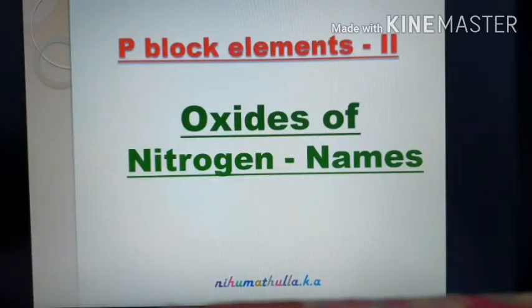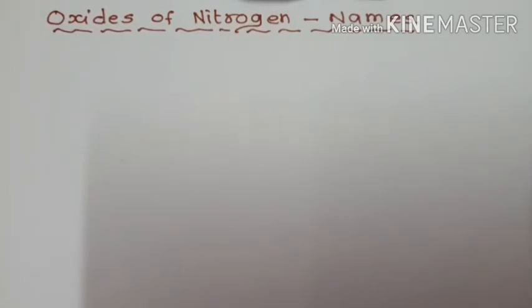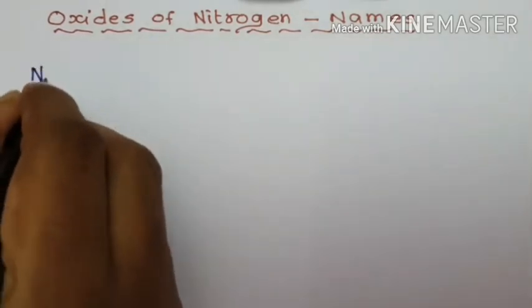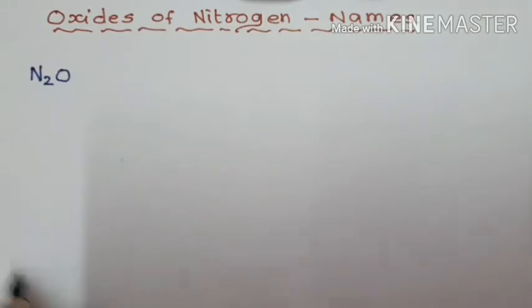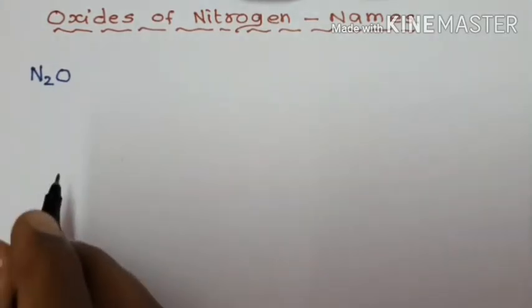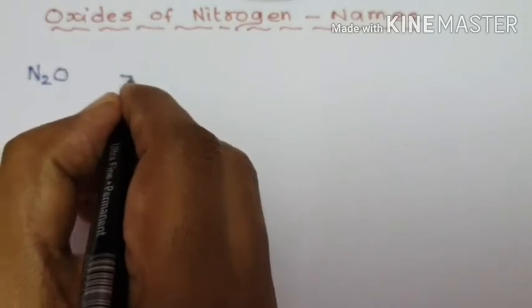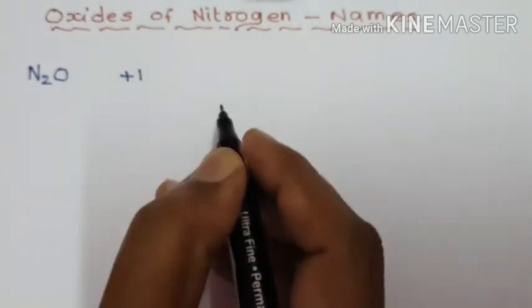P block elements 2, oxides of nitrogen names. How to give names for oxides of nitrogen? So the first oxide of nitrogen is N2O. Oxidation state of nitrogen is +1.